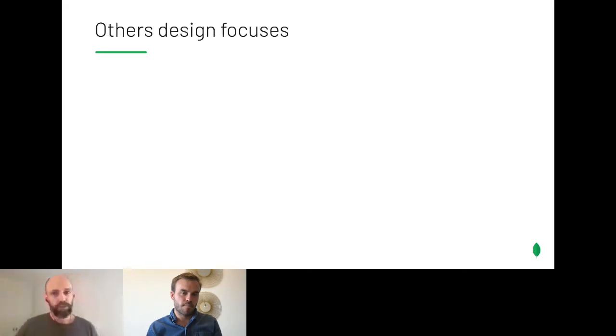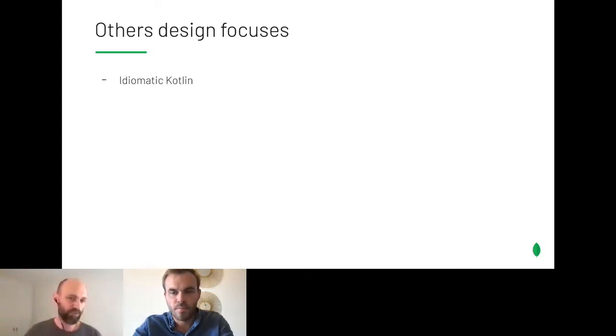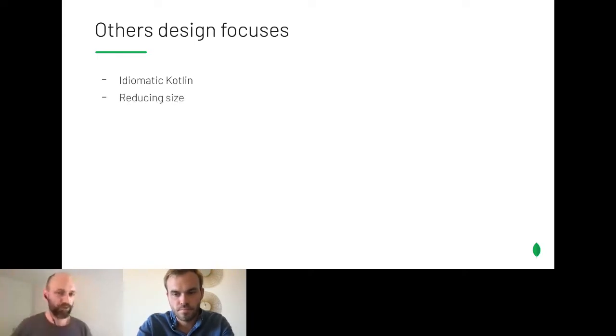So besides the major shift to frozen objects, we are of course trying to improve the SDKs in a lot of ways. First of all, we're trying to be idiomatic Kotlin. We want to take advantage of all the new features of the language. We're also trying to reduce size, both of our own library, but also the generated code.